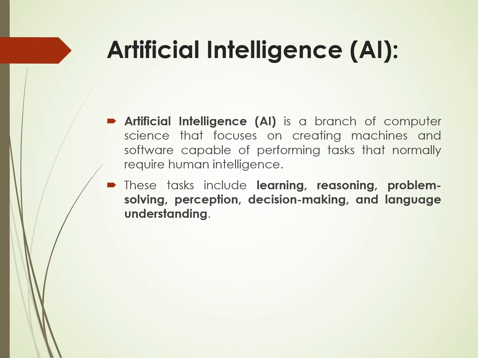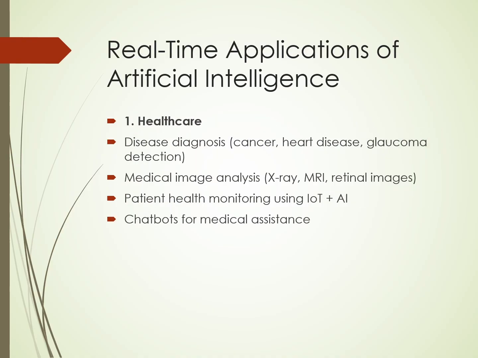First, we are going to see what is artificial intelligence. Here, artificial intelligence is a branch of computer science that focuses on creating machines and software capable of performing tasks that normally require human intelligence. These tasks include learning, reasoning, problem solving, perception, decision making, and language understanding.